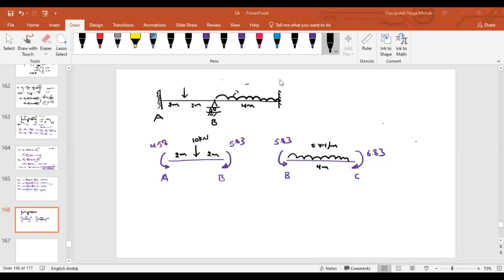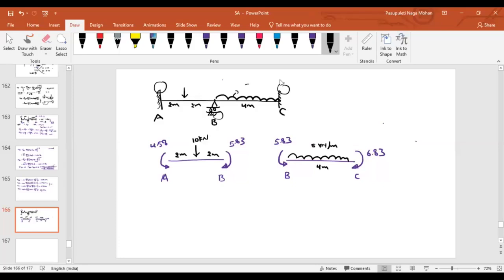Now, after the split, what you have to do is find out the reactions. So instead of taking the entire beam, we have split it into AB and BC. Why? Because we have already found the fixed end moments in the individual spans. So we have drawn the free body diagram of individual spans AB and BC. Now we have to find out the support reactions at A, at B, and at C. So that's what we are doing now.